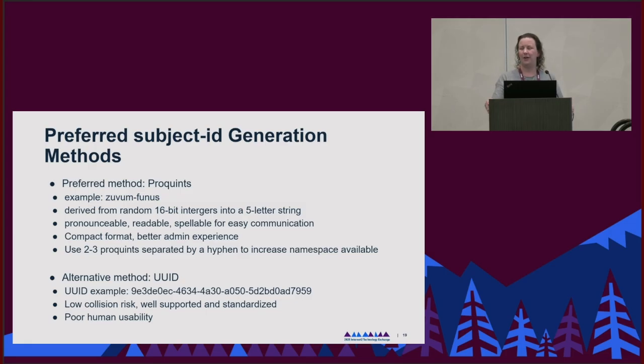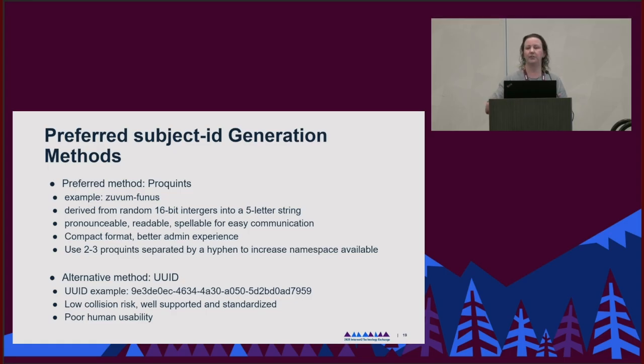A handful. So the ProQuint example here is two ProQuints put together. I would pronounce it Zuvum Funness. It is derived from a random 16-bit integer and translated into a 5-letter string that is consonant, vowel, consonant, vowel, consonant. This makes it more pronounceable, a little bit more readable, spellable for easy communication.